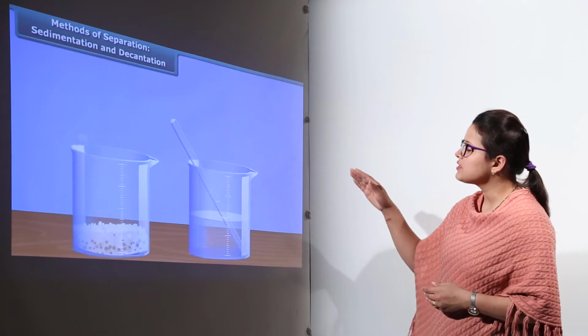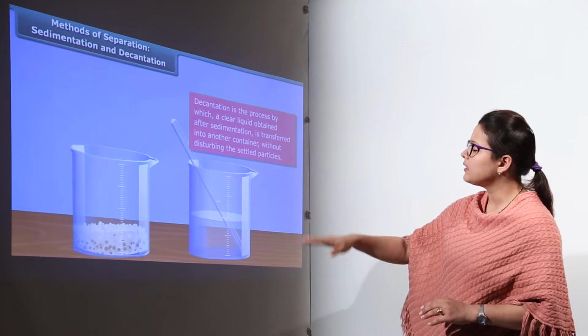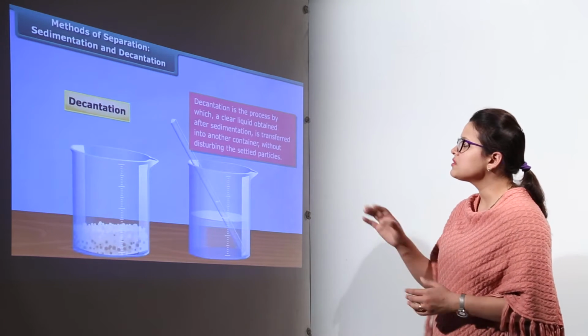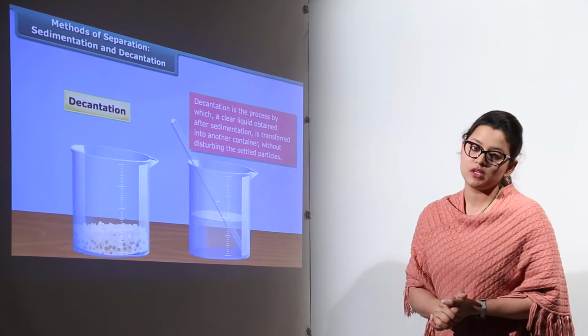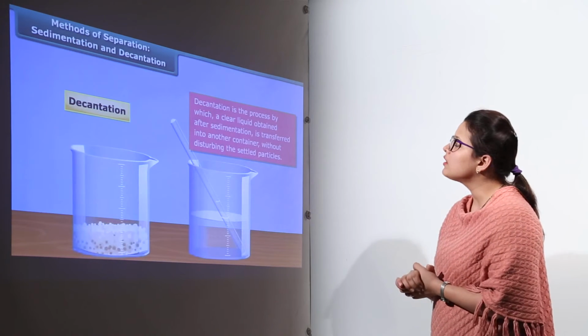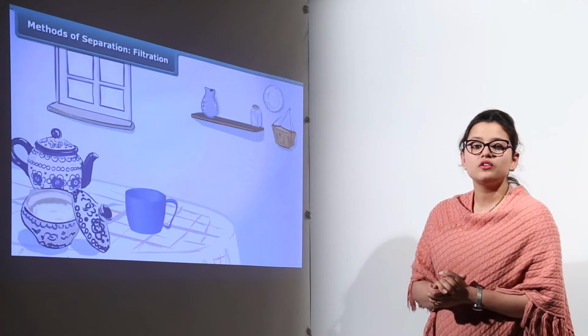Now if you want to separate it, you just pour it into the other beaker where the sediments is separated from the whole mixture. You have separated the whole liquid. Now this process of separation of sediment from the liquid is known as decantation. Now the next process that we are going to discuss after sedimentation and decantation is filtration.